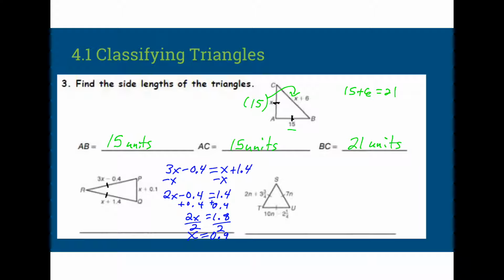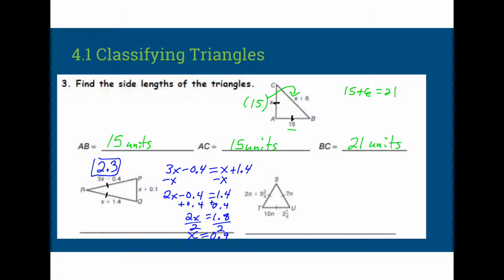But that's not answering the question. The question wants us to find the side lengths of the triangles. So I've got to plug that 0.9 into each of our sides. All right, starting with this top here. If I do 3 times 0.9 minus 0.4, I type into my calculator 3 times 0.9, get 2.7. And then I subtract 0.4 from that, and we'll get a total of 2.3. So I'm going to just erase that real quick and say 2.3 is my answer on this side.